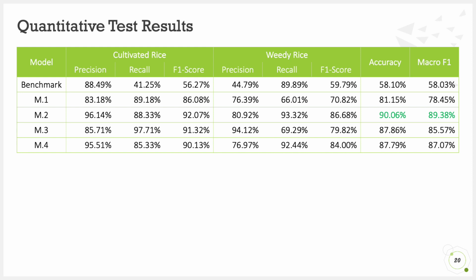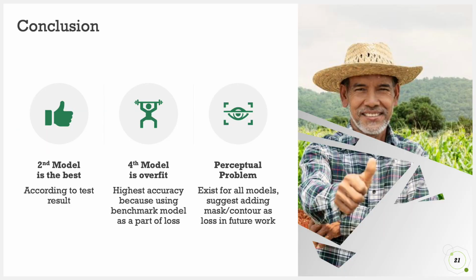For the quantitative results on the test set, the best model is the second model with 90% accuracy and 89% macro F1 score. To summarize so far, we conclude that the second model is our best model, according to both qualitative and quantitative results on the test set.